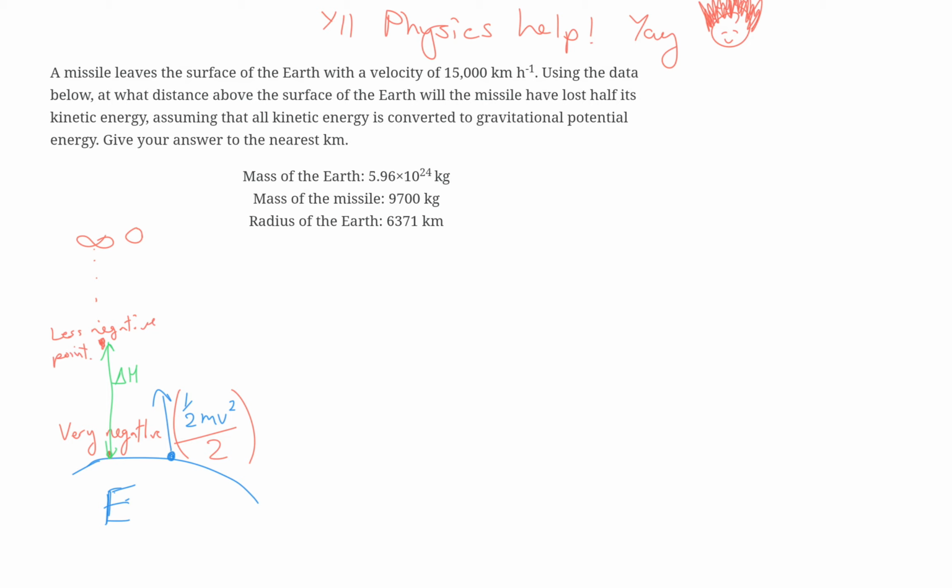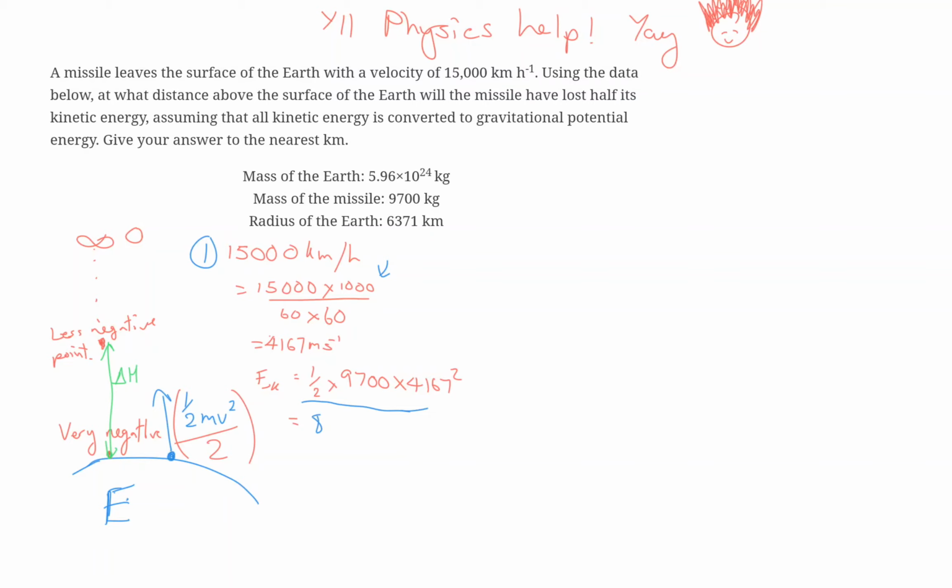Next, we're going to start figuring out how to answer this. Right, so the first thing that we're going to do for this calculation is find the kinetic energy, nice and easy, half mv squared. What I've done here is convert from kilometers per hour into meters per second, put it into half mv squared, and if we do this calculation, we're going to get 8.42 times 10 to the 10 joules. Now that's the total kinetic energy.